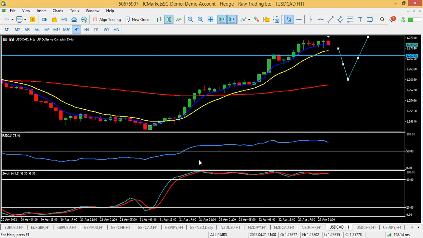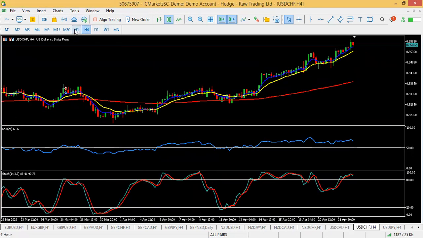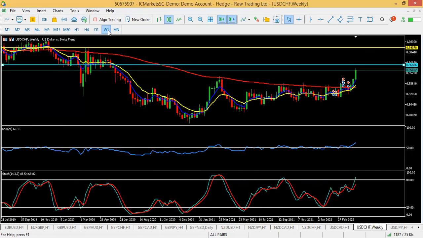So USD CAD right here is very, very good to look out for a buy. Look for a buy on USD CAD. So the last thing I'm going to be taking a look at right now is USD Swiss franc. USD Swiss franc is currently buy bias according to H1 and H4. Okay, so on the weekly candle, we see this close in green. So we expect more upside to come.